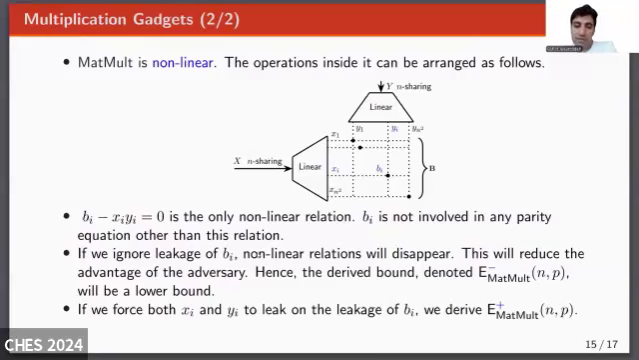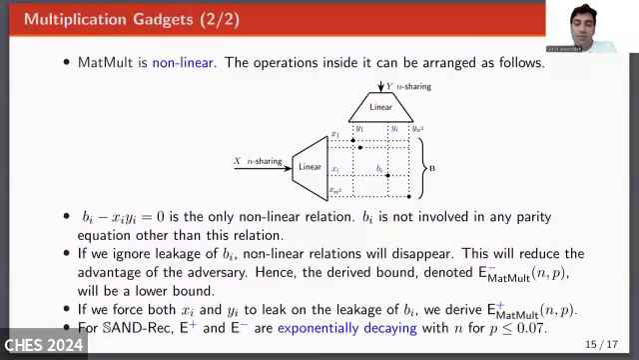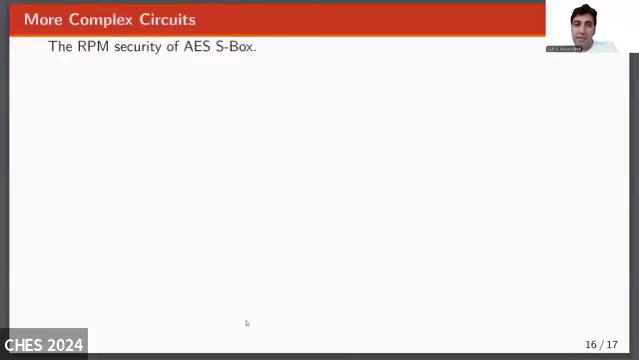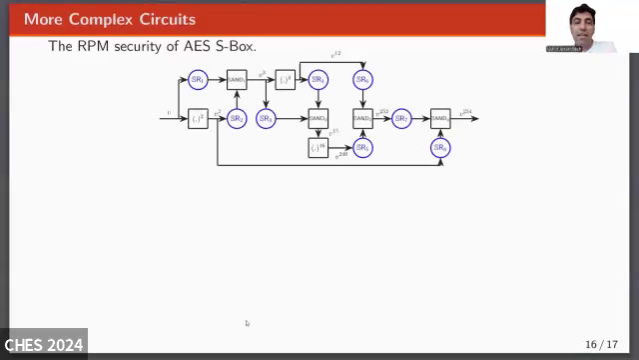denote with E plus. For a specific gadget in the paper, we have shown that E plus and E minus are exponentially varying, and they are used in our suggested implementation for SBox and the whole AES. So we have considered more complex structures like the SBox of AES. Here it is a depiction.